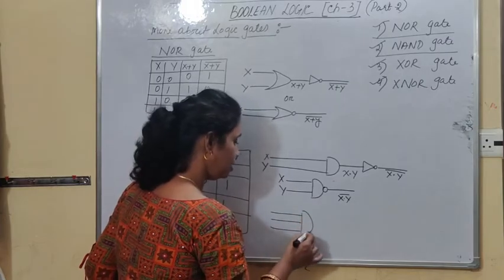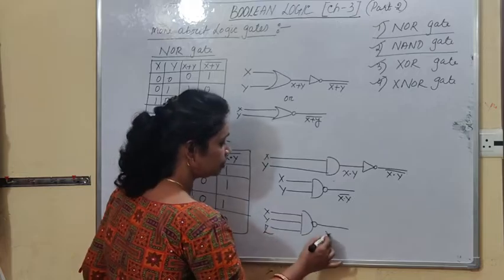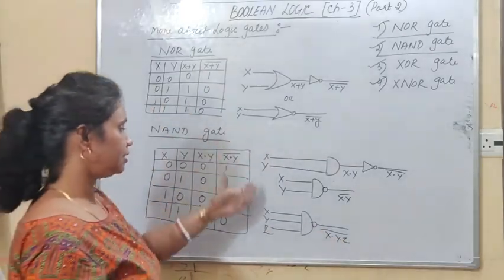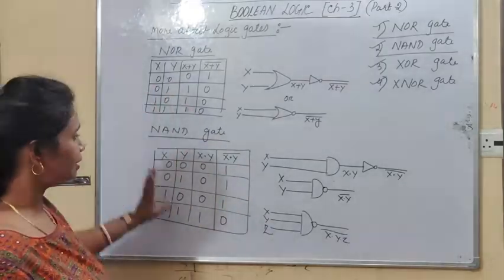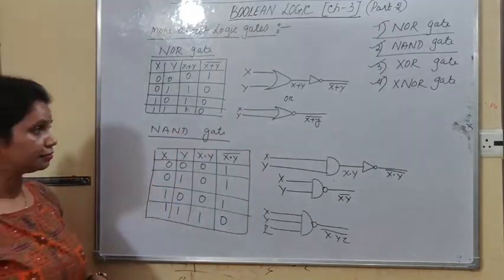For three variables, how will you draw the logic diagram? Suppose here this one is your A, now it is NAND. If it is x, y, z, then x dot y dot z whole bar. Right, students? So, these are the logic diagrams of NAND gate and NOR gate, and the truth tables of NAND gate and NOR gate. Right, students? So, please take the screenshot.